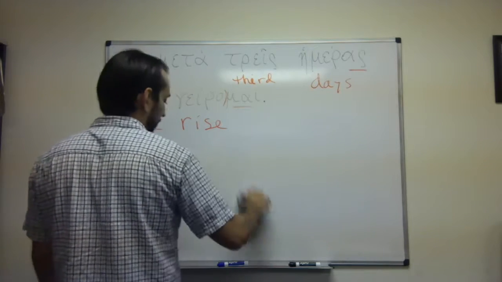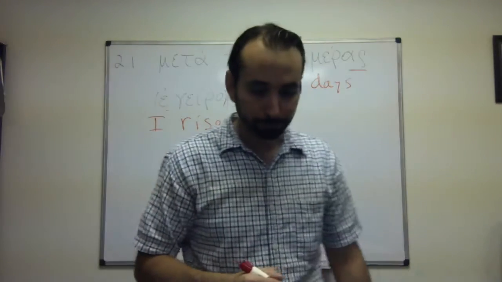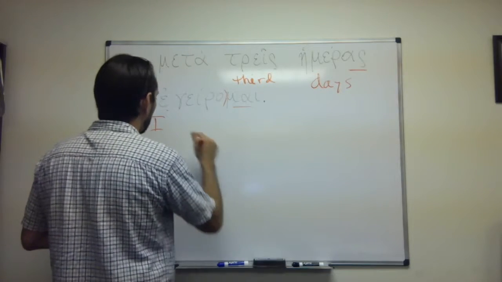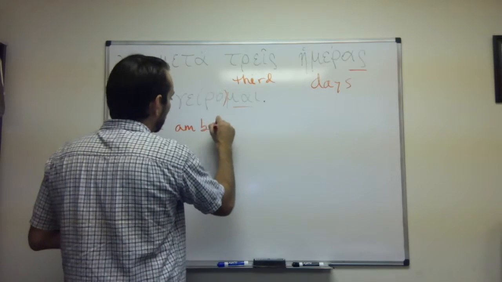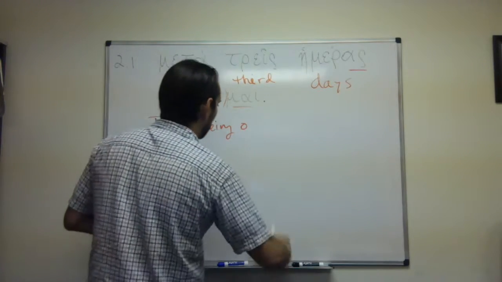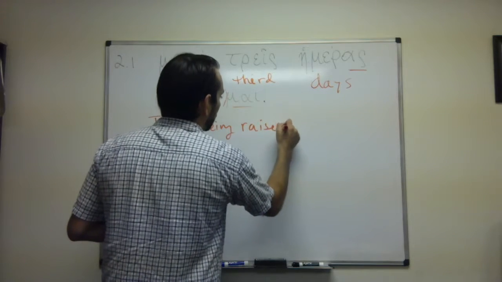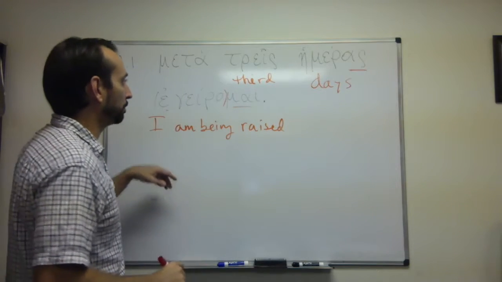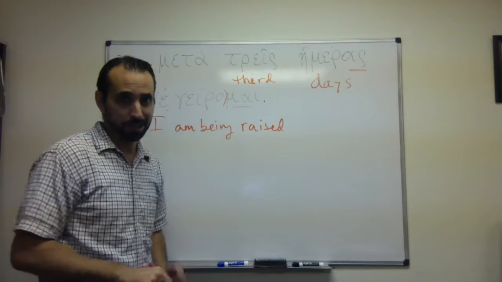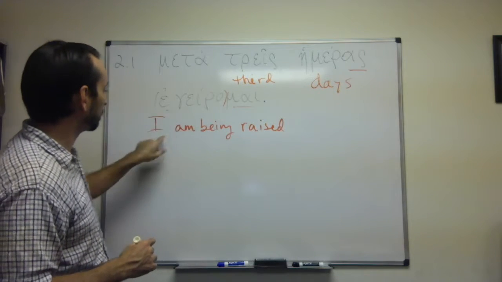So it's I am rising. Or something like that. I'm sorry, this is passive. So my is passive. So I am being. I'm putting it in present tense, durative. I am being raised. I was translating active, but this is a middle passive. So it's I am being raised. Okay, so that's how we put it in the passive. So this is a present middle indicative, first person singular.